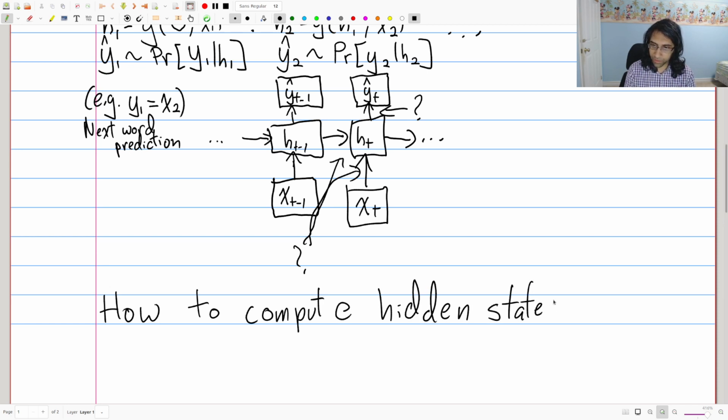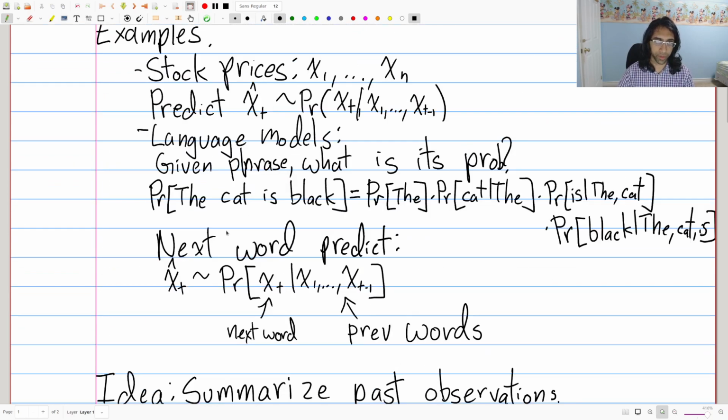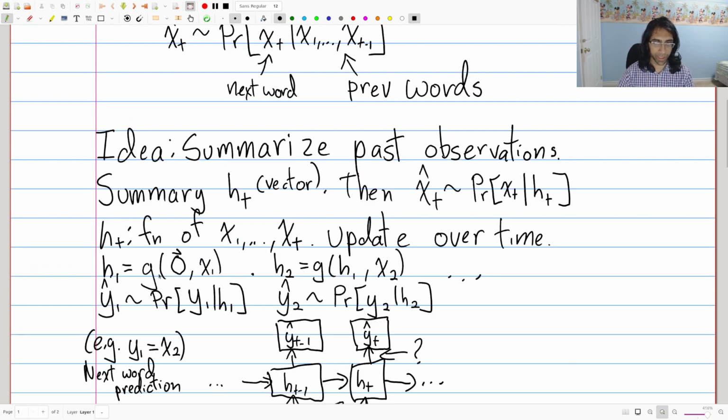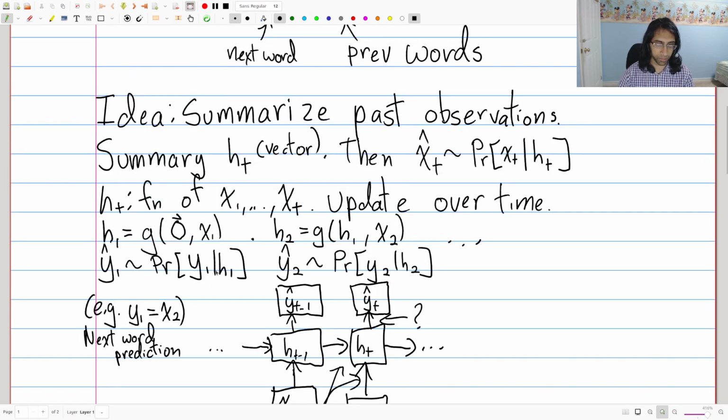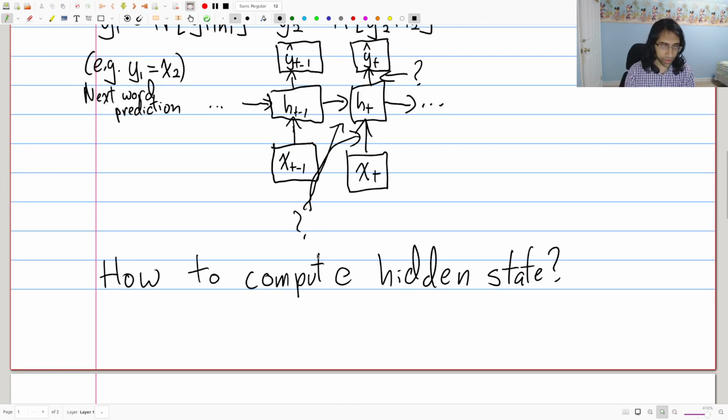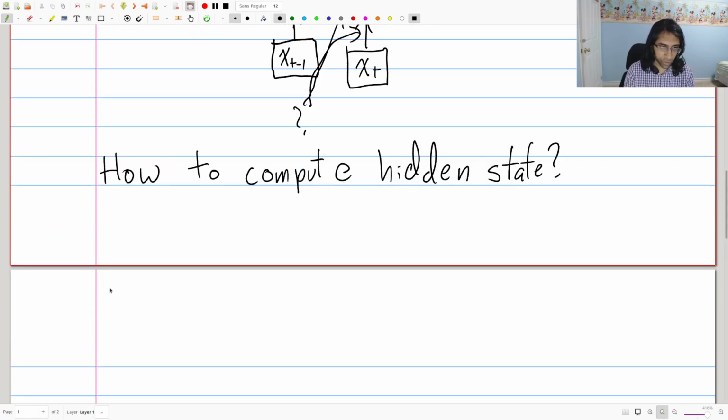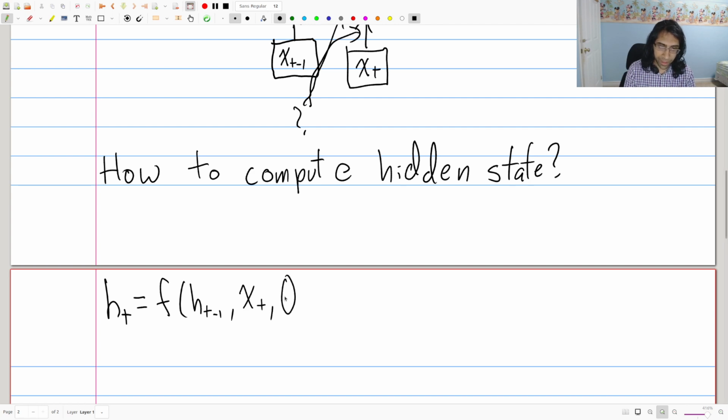Well, it's very similar to what I wrote above, in the sense that you saw here, we wrote that h sub t is basically some function g of the previous hidden state and the current input. Well, that's exactly what we're going to do. I'm going to change it up just a tiny little bit. So I'm going to write that h sub t is equal to some function f, which is a function of h sub t minus 1, x sub t, and importantly, theta.